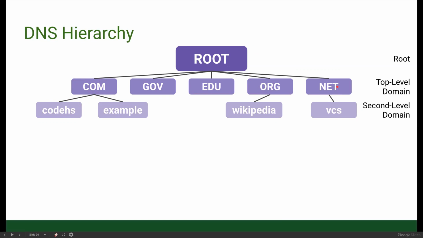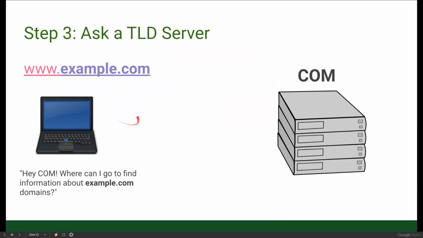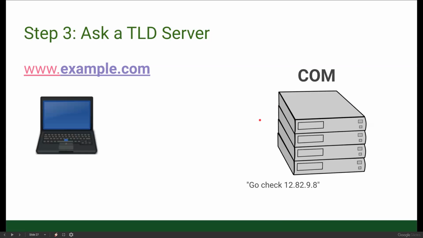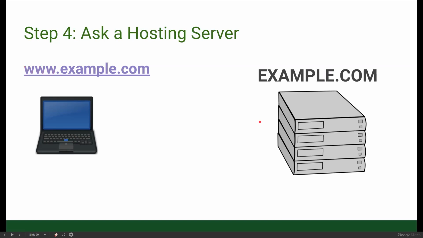Different servers might have different websites, like Wikipedia is on the org server, VCHS is on the net server, things like that. So within the com server, we're going to try and find where example.com is. So our computer is going to ask, hey, com, where is information about example.com? It says, all right, let me find it. All right, I'm going to send you another IP address. Go check here. All right, cool. Thank you.